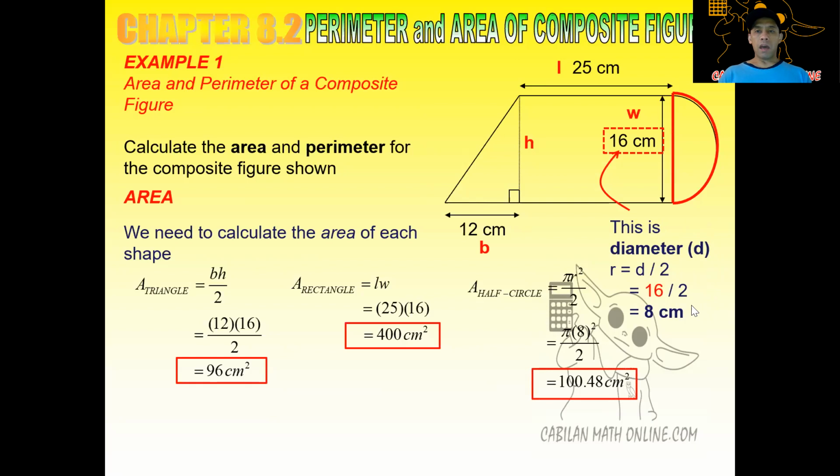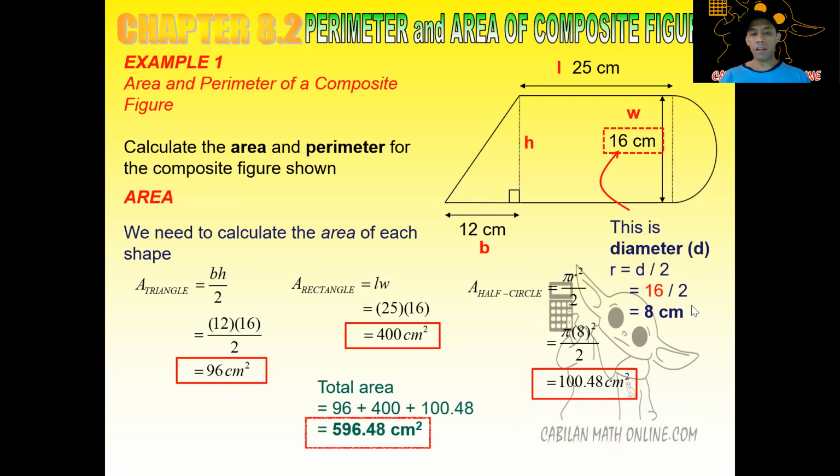Now we have to figure out whether we need to add or subtract these shapes. You notice that these three shapes are just grouped together, so to find the total area, we're just going to add them all up. We're going to add up those three numbers I have in the boxes. So the total area of the shape here is going to be 596.48 square centimeters.